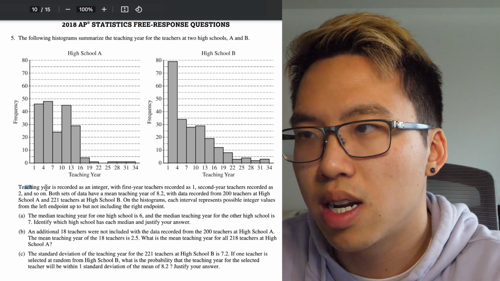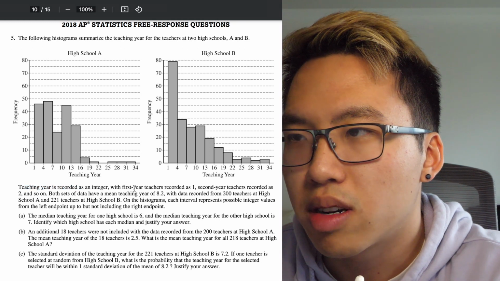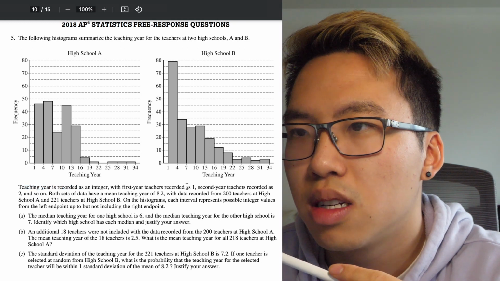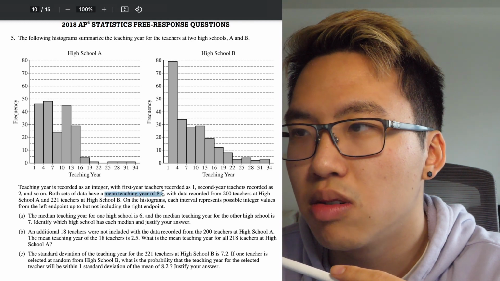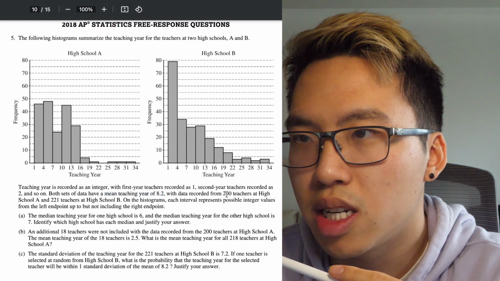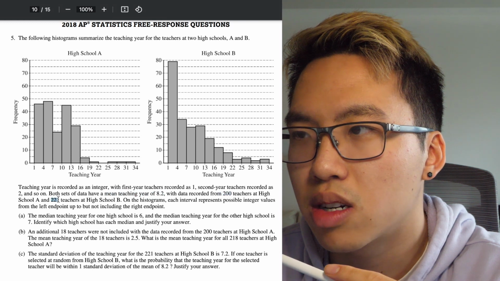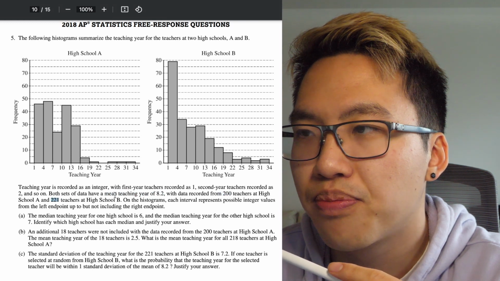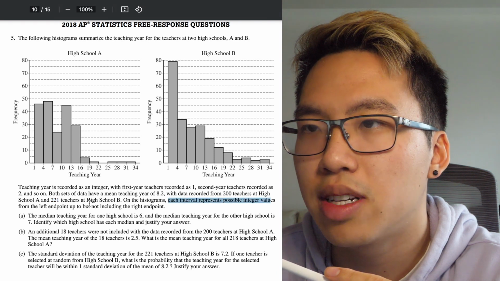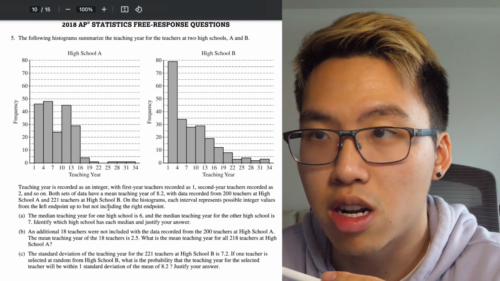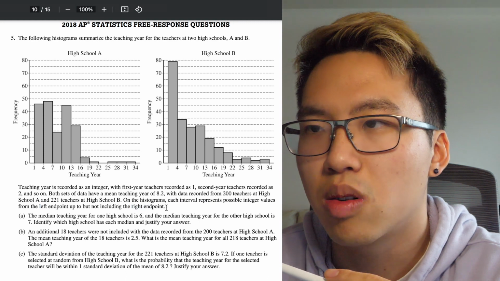Okay, teaching years recorded as an integer, with first year teachers recorded as 1, and so on. Both sets of data have a mean teaching year of 8.2. High school A has 200 teachers, high school B has 221 teachers. On the histograms, each interval represents possible integer values from the left endpoint up to, but not including, the right endpoint. Okay, got it.